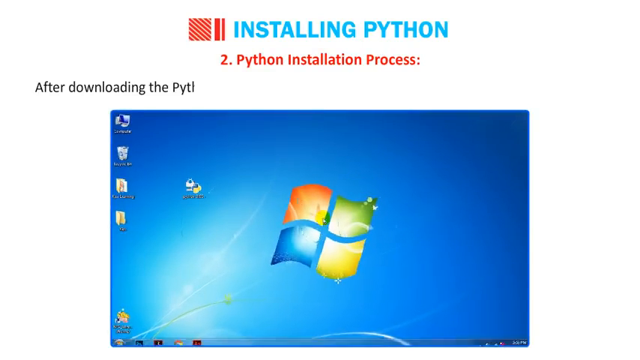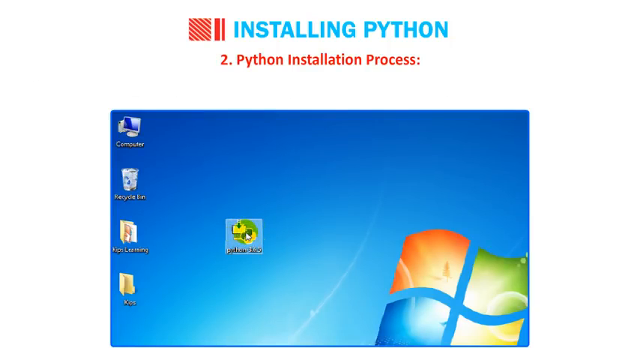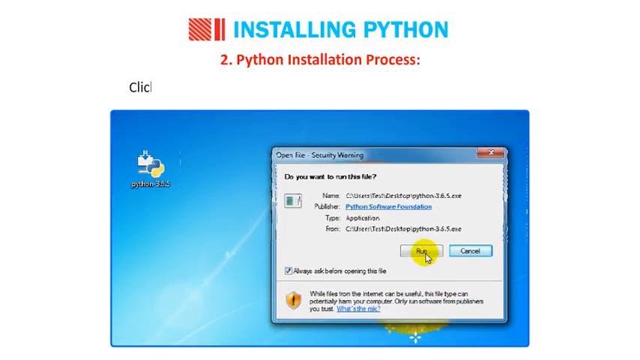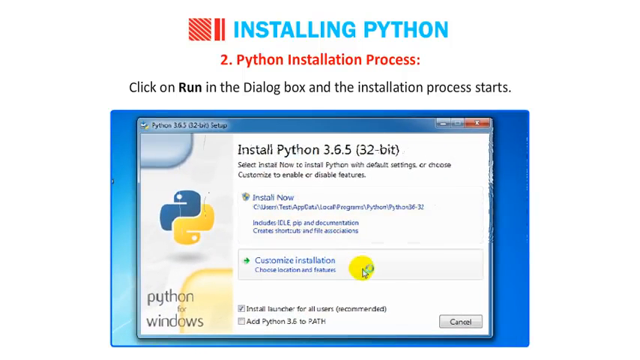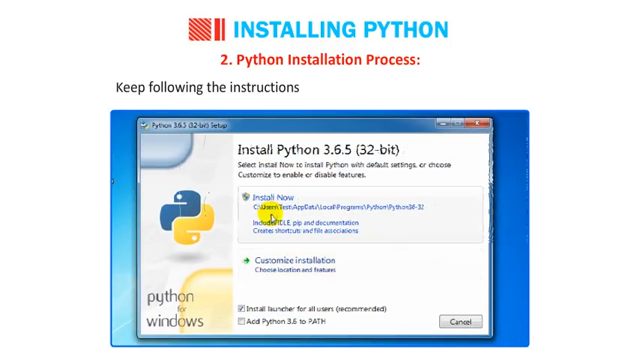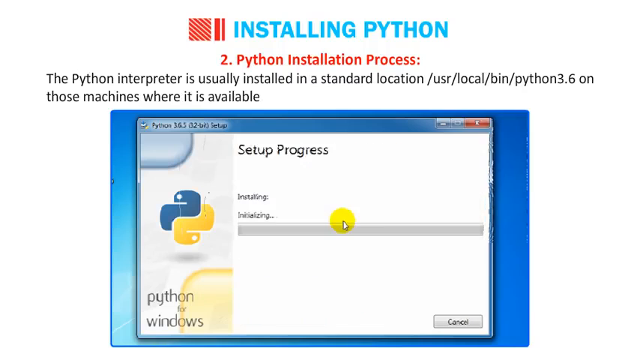After downloading the Python distribution, the first and foremost thing is to install the software. Double-click on the downloaded installer software. Click on Run in the dialog box and the installation process starts. Keep following the instructions and keep clicking on the next button. The Python interpreter is usually installed in a standard location, /usr/local/bin/python3.6, on those machines where it is available.